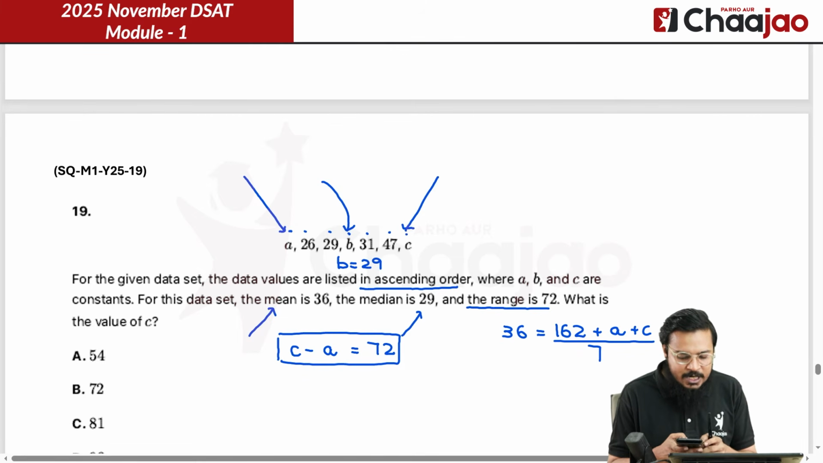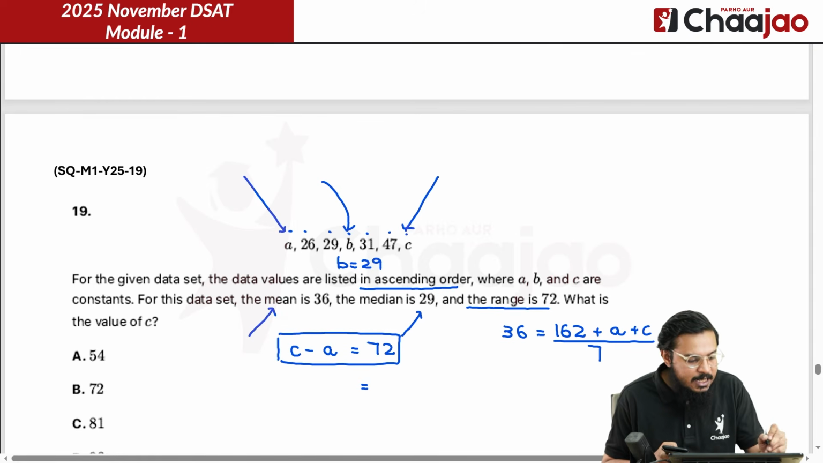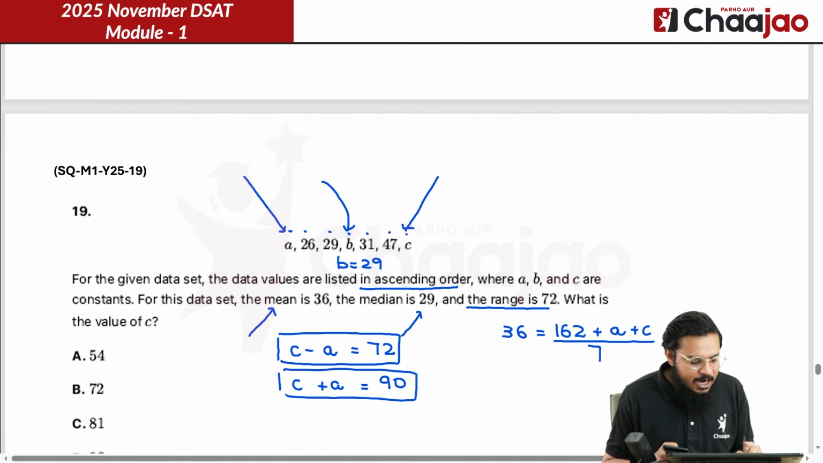So 36 times 7, that should be 252. I'm going to create another equation in terms of constants A and C. I really have to subtract 162 from this 252 as well. So 252 minus 162, that's coming out as 90. So I have the constant value, that's 90, equal to A plus C. That's my second equation. And from these two equations, I need to calculate the value of constant C.